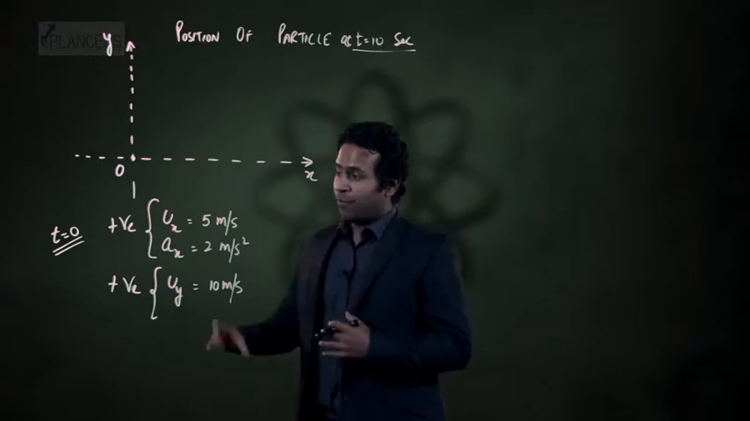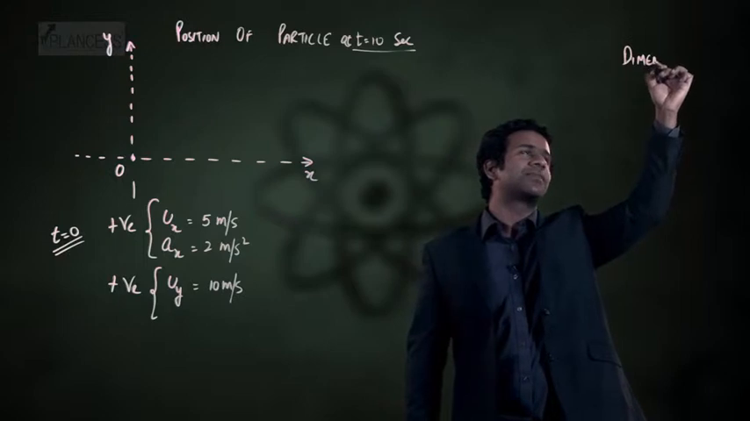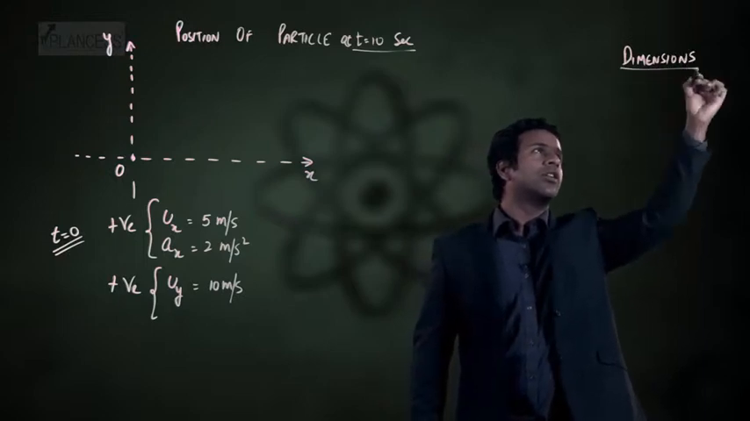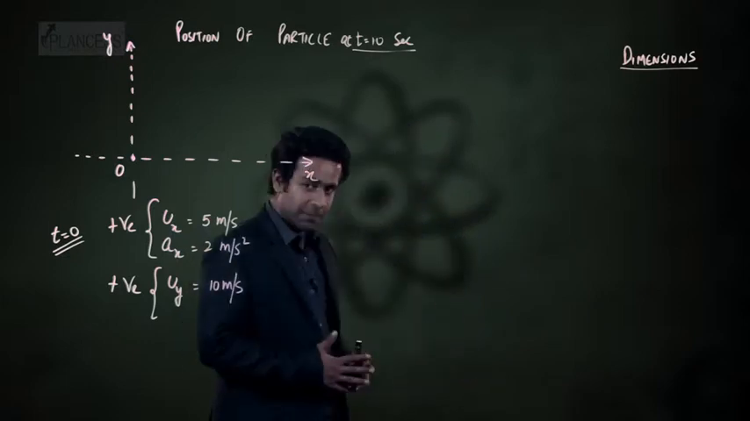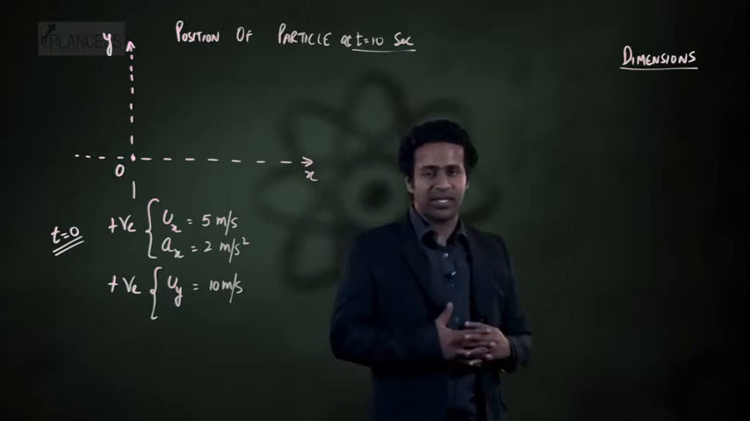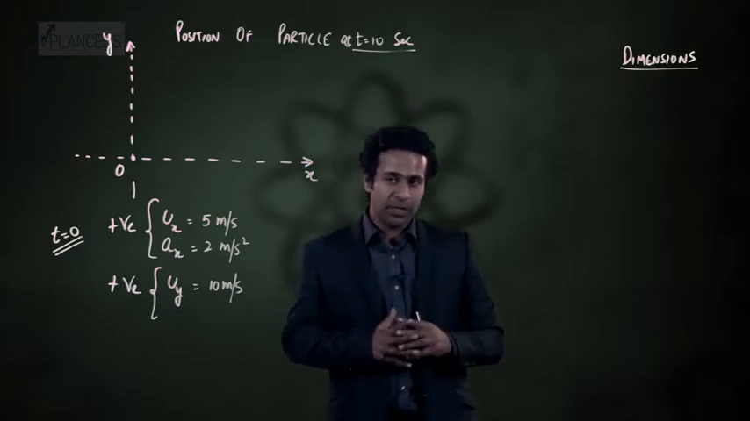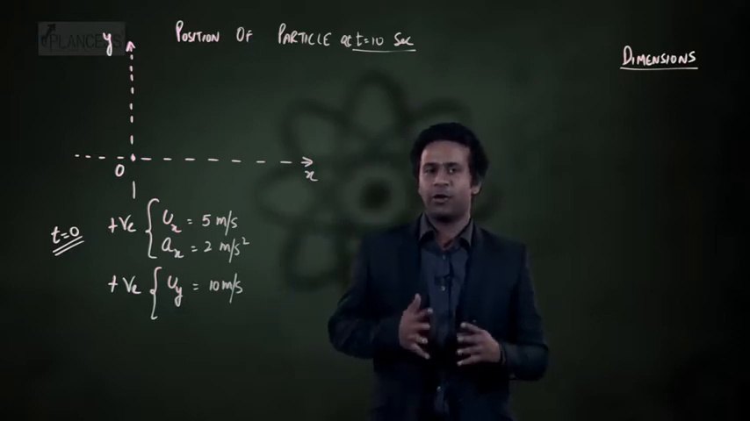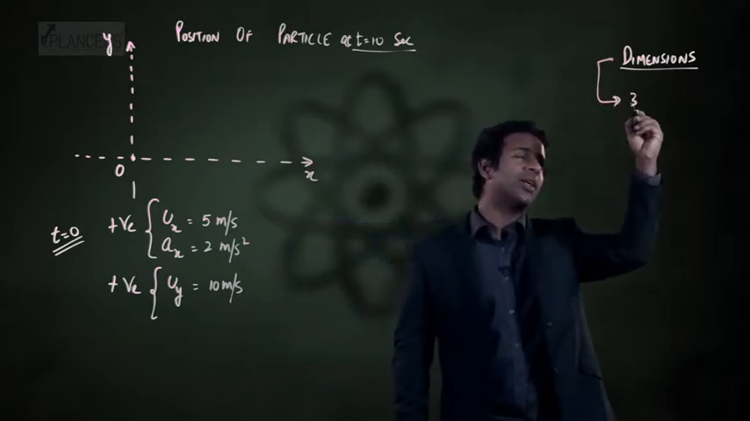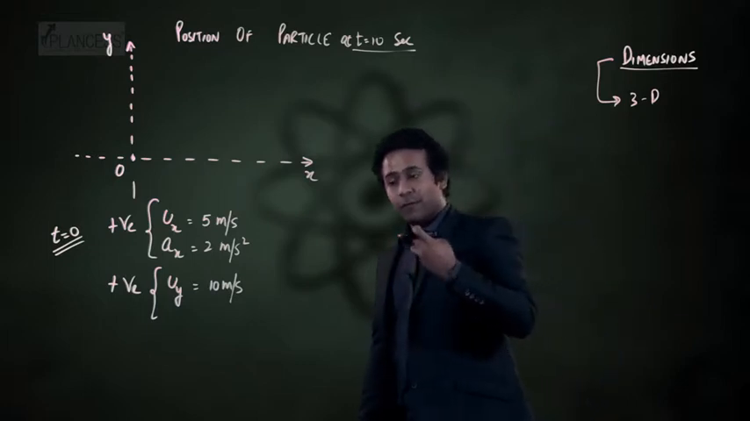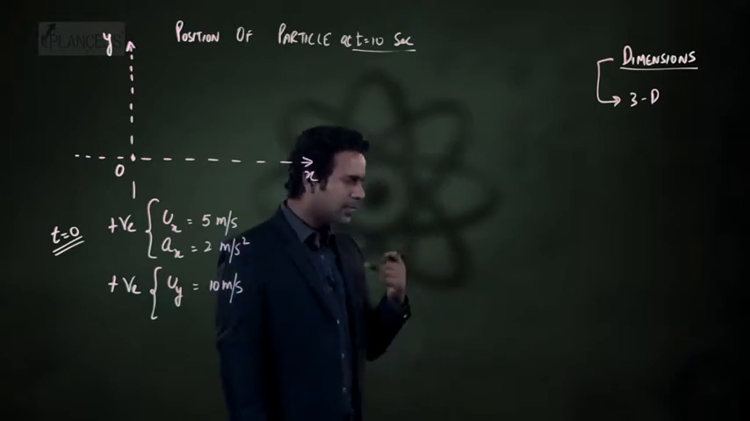Now, before we go there, let's briefly discuss the idea of dimensions. You must have heard that we live in a three-dimensional space. Now, what are dimensions? Dimensions are basically variables which are completely independent of each other. So, when we say that we live in a three-dimensional world, that means that to locate a particle, we need at least three variables. Think about it.